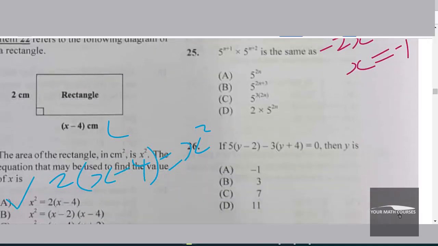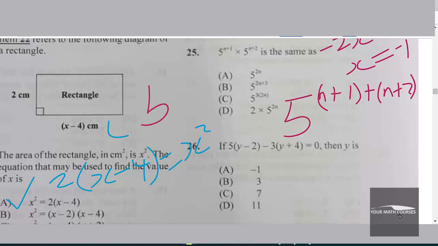Number 25. 5 exponent n times 5 exponent n plus 2 is the same as. So you pick one of the bases, and since they are multiplying, you add the exponent. Then we add the next one, which is n plus 2. So it becomes 5. Then n plus n is 2n. Then 1 plus 2 is 3. So the correct answer is 5 exponent 2n plus 3. So the answer is B.